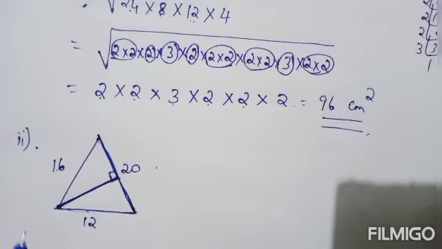Okay, now whatever base or height we take, whichever base we take, the area will be same. For one triangle there will be only one area.